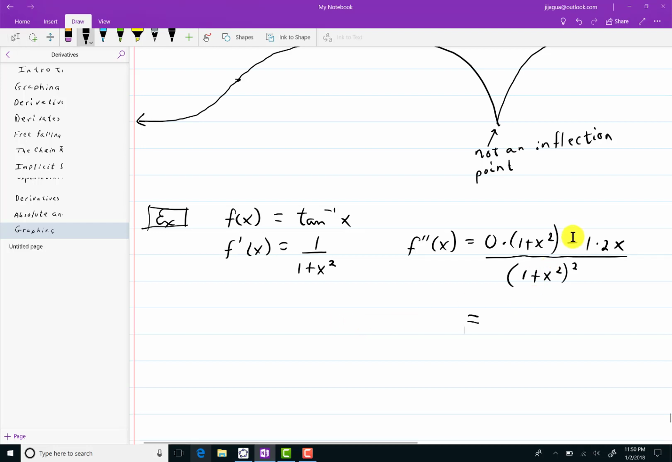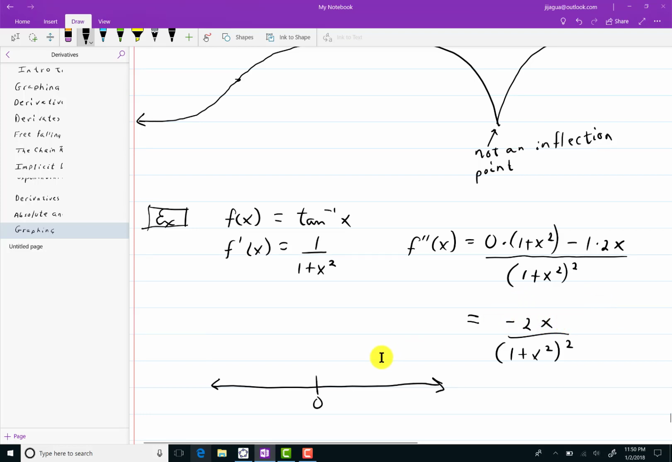The numerator then becomes negative 2x, and the denominator is 1 plus x squared squared. Now I can tell the zero for this thing happens when x is equal to 0. This does not have a 0 down here, so there's no critical values gained in the denominator. Just in the numerator, the only 0 happens when x equals 0.